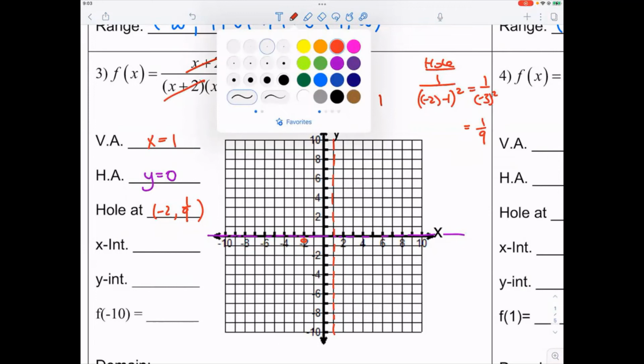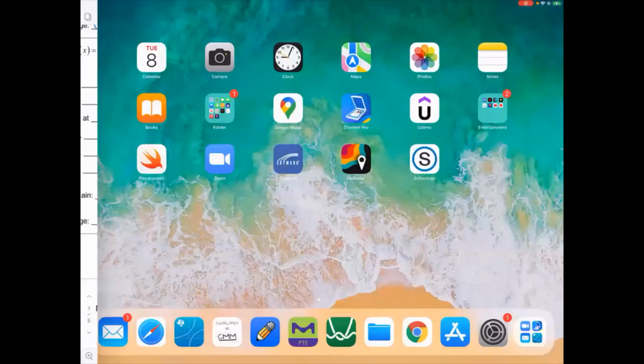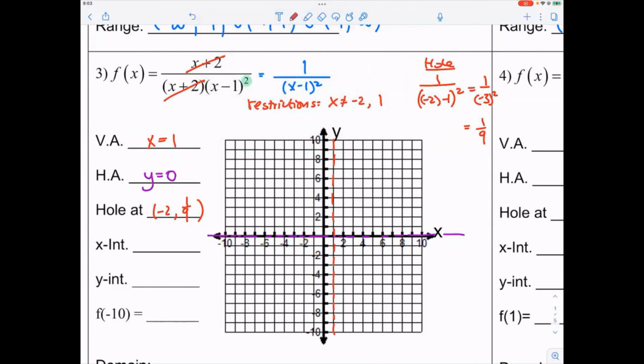Wait, hold on. I did the wrong thing. Oops. Hold on. I drew the wrong thing. Should be right here. Positive 1/9, not negative 1/9. Okay. The hole should be right here, above the x-axis. All right. Now let's go ahead and do our x and y intercepts. Do we have any x-intercept here? Well, we need to set the numerator equal to 0, but the numerator is 1, and 1 can never be 0, so we don't have an x-intercept. And when we have the y-intercept, we put 0 into x. So you have (0, 1).